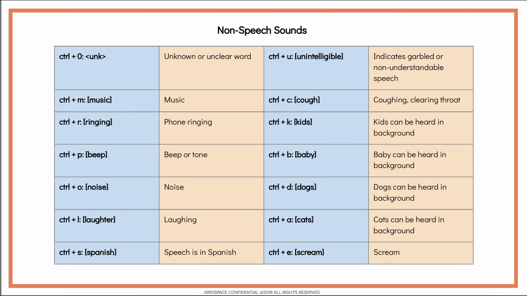Kids, baby, dogs, and cats would all correspond to you hearing those sounds in the background of the call. So just mark where you're hearing those sounds in the background, approximately where they occur within the segment. And if you happen to hear a scream, that would be similarly marked, just locating it in the appropriate place within the segment.